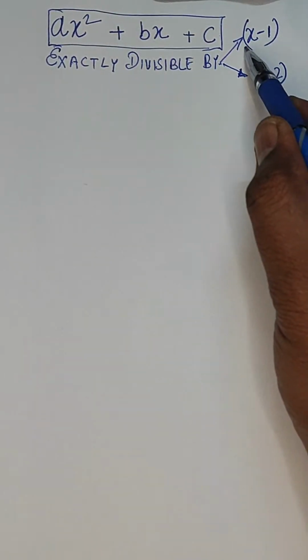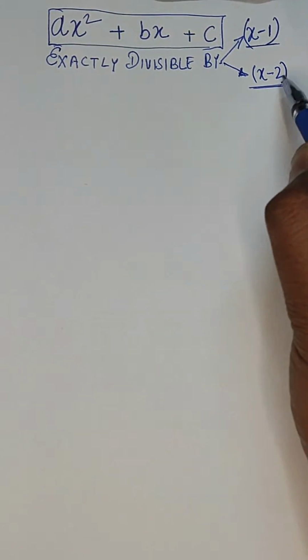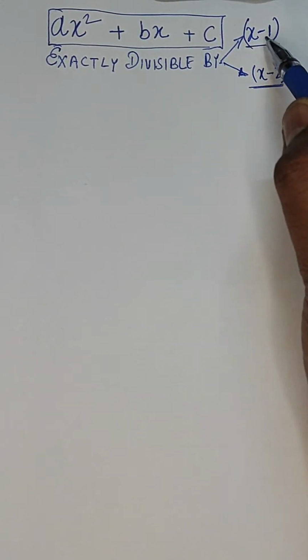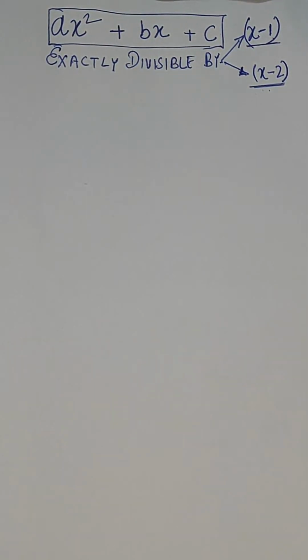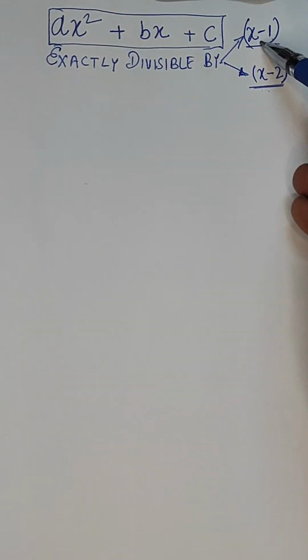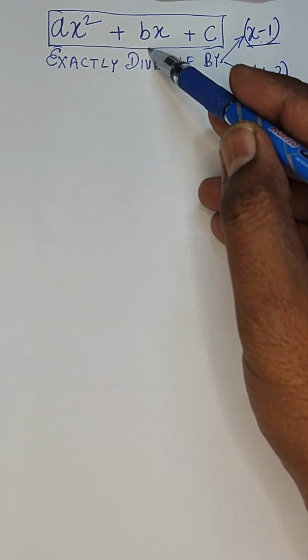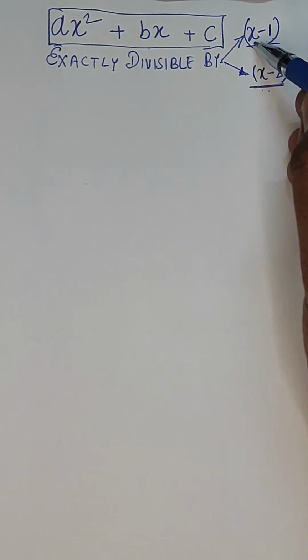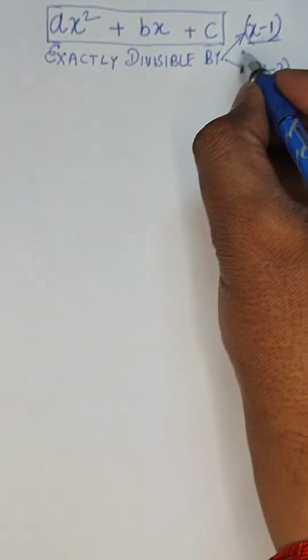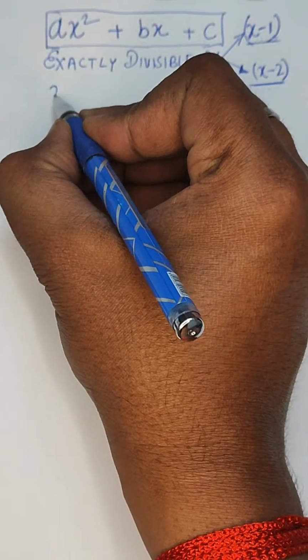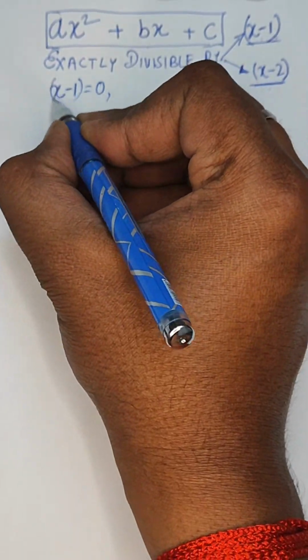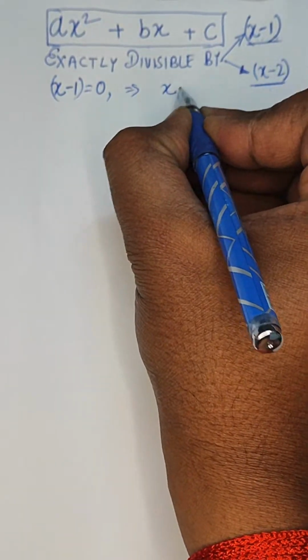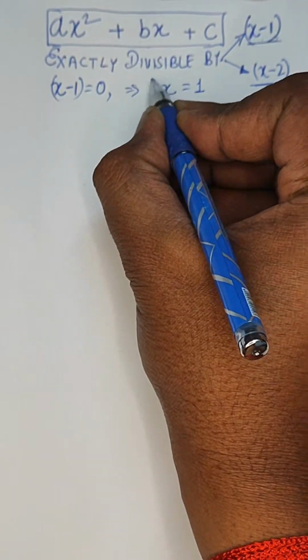So we can say that these numbers in the bracket, x minus 1 and x minus 2, are the factors of ax square plus bx plus c, isn't it? If x minus 1 and x minus 2 are the factors, then each can be equated to 0. So x minus 1 equated to 0 gives the value of x as equal to 1.